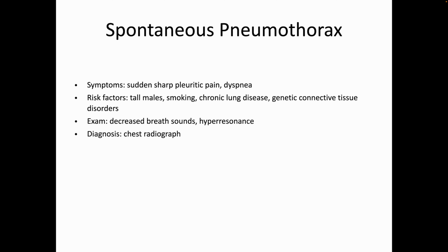A spontaneous pneumothorax, this one happens when you experience sudden sharp chest pain, pleuritic in nature, and also associated with shortness of breath. Now there are risk factors for the condition: being a tall, thin male, being a smoker, chronic lung disease like COPD, and also genetic connective tissue disorders like Marfan syndrome. Again, you would hear on auscultation decreased breath sounds in the affected area, with hyperresonance on percussion. And of course a chest x-ray is the mainstay for diagnosis.